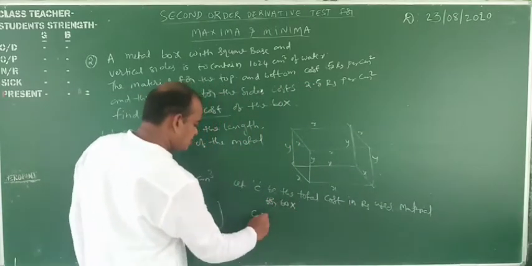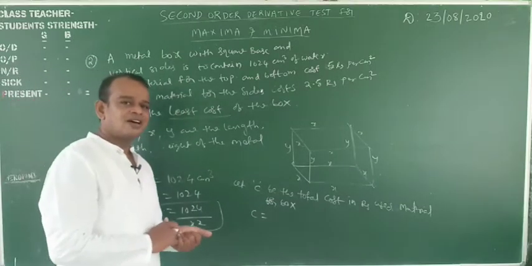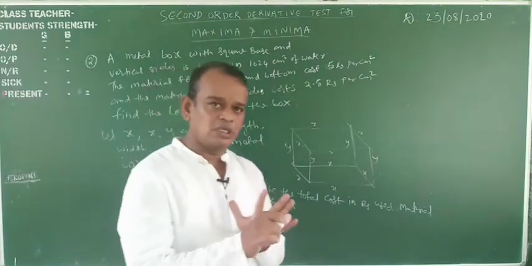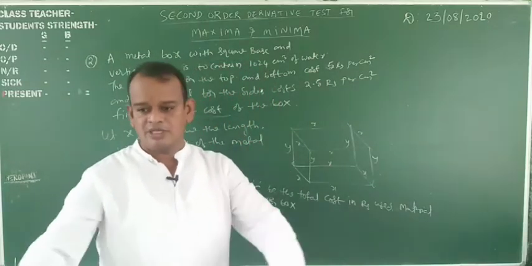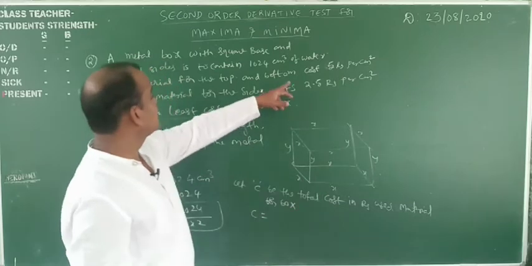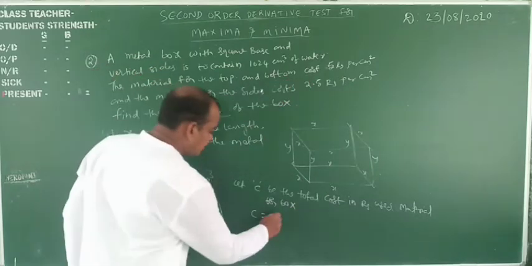How to get this one? Total means six sides. Cost is equal to area into amount. First, bottom: the area is x square. What is the cost? 5 rupees per unit area means 5x square. Okay, 5x square.